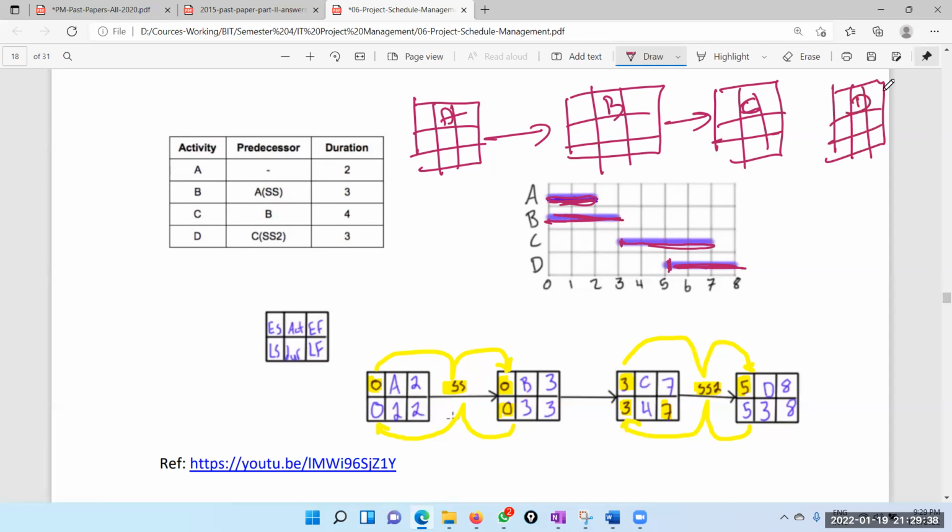D. Now let's see, I'll put in the durations now. Duration 2, B duration 3, C duration 4, and D duration 3.